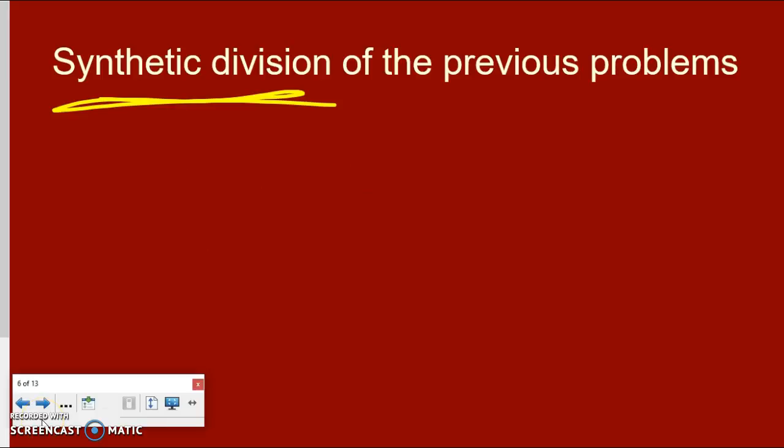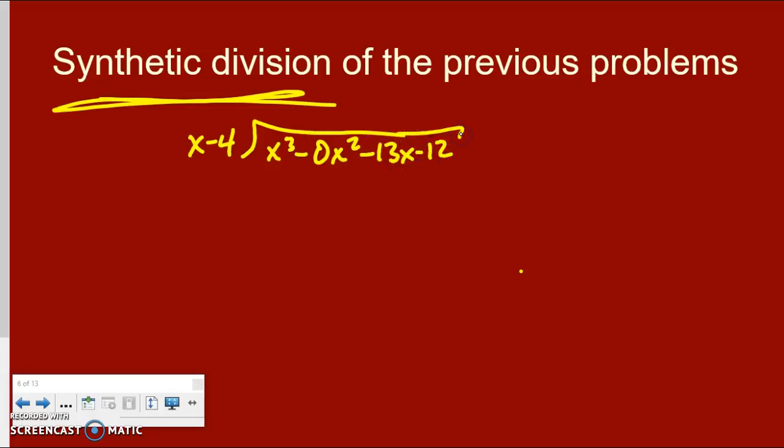The first one that we did earlier today was actually x minus 4, and then what we wanted to divide it into was x cubed plus 0x squared minus 13x minus 12. Nothing too crazy here, but this process can be tedious and long, so I want to go ahead and show you the better way. If you have a problem like this, it is a linear binomial, that is key.